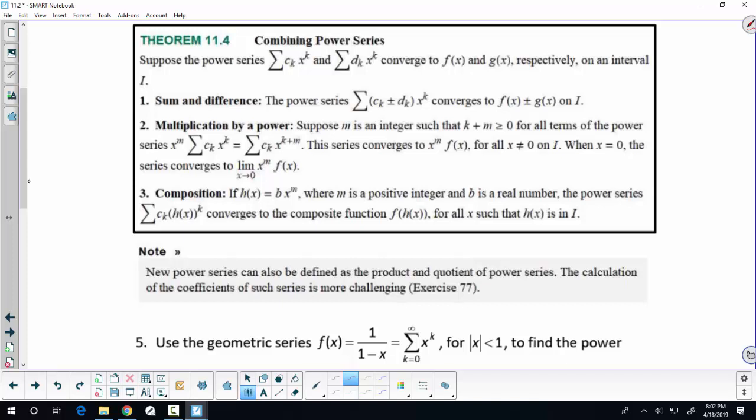So it says, suppose that the series c sub k x to the k and d sub k x to the k, where c sub k and d sub k are just coefficients, both converge to f and g, respectively, on some interval. One says the sum and difference: when we add two convergent power series, it's equivalent to adding their coefficients. It does not affect convergence, because now the new power series that we've added or subtracted converges to f plus g or f minus g.